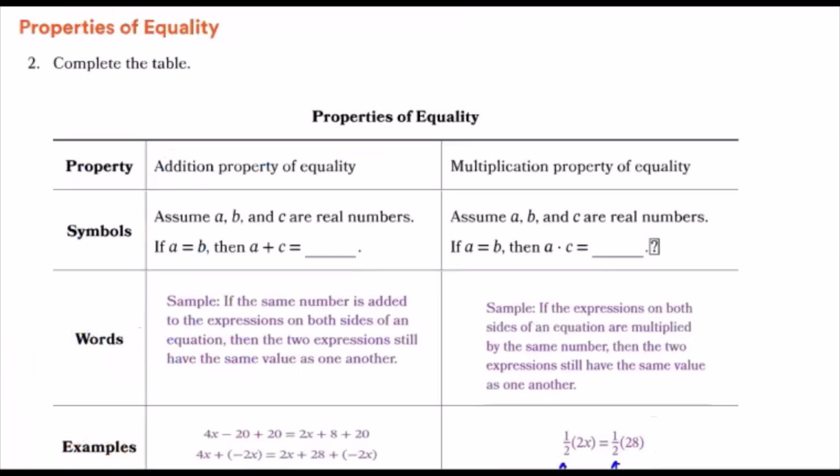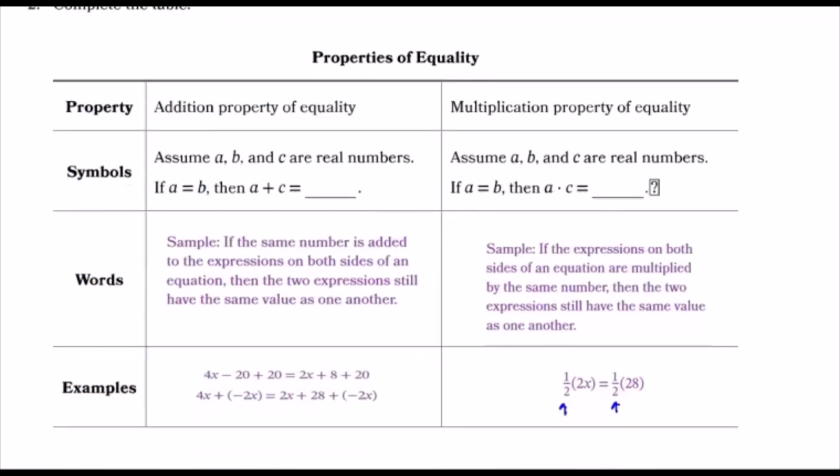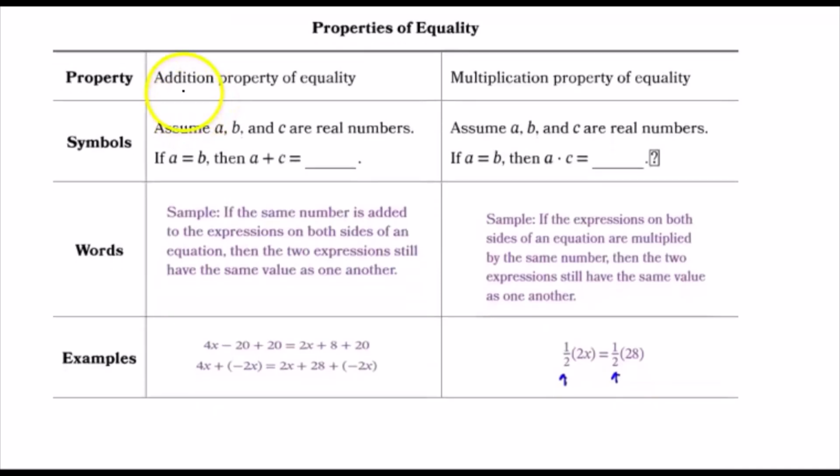On the next page, we are given properties of equality to look at and asked to complete the table. So in the addition property of equality, what that is asserting is if you have an equation like A equals B, then if you add C to A, you also have to do that to the other side. For example, if the same number is added to the expressions on each side of an equation, then the equation still is true, it's still balanced.